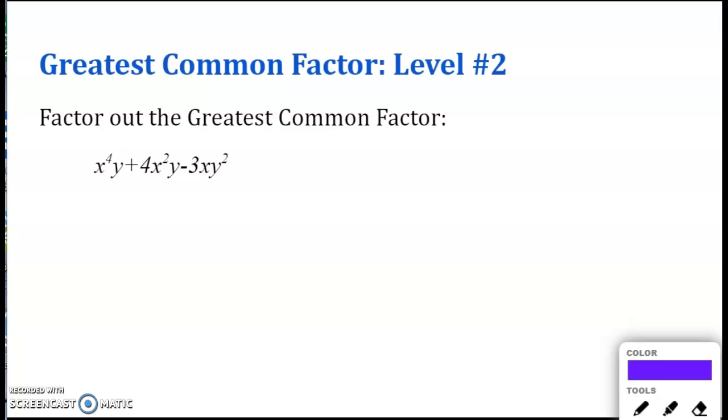Okay, let's try level 2. Factor out the greatest common factor. This time we're dealing with a lot of variables. We don't have any coefficient in the first term. That means 1 is the default number here. Well, 1 is a common factor to all of them, but that's always the case. So there is no common factor coefficient. There is no number that is a common factor. So we need to be looking for variables at this point. We always look for variables too.